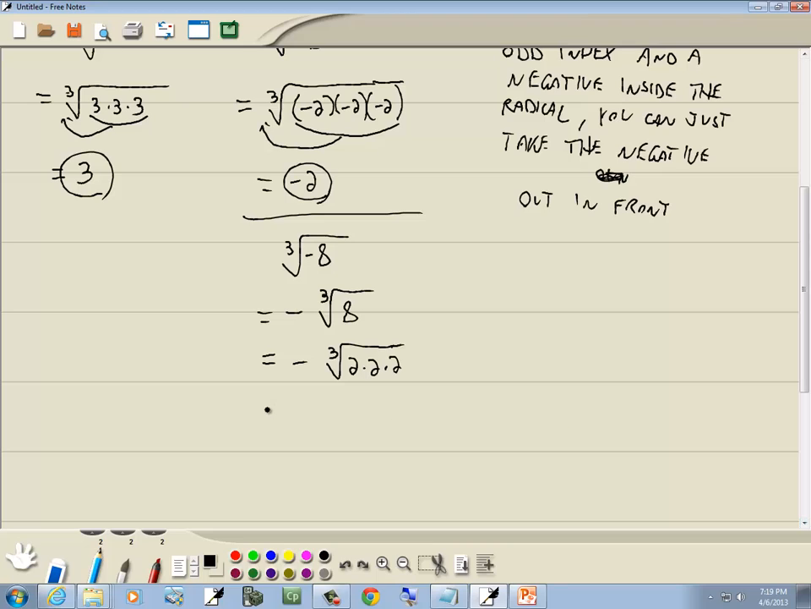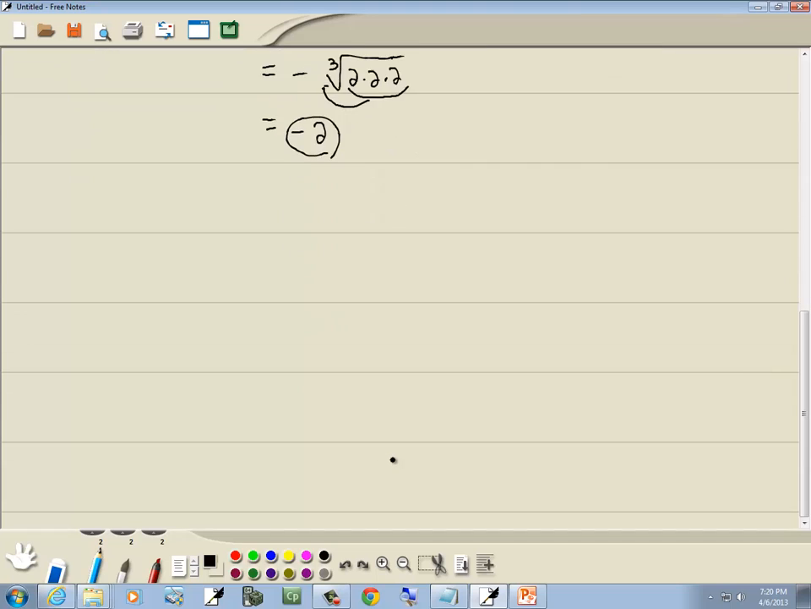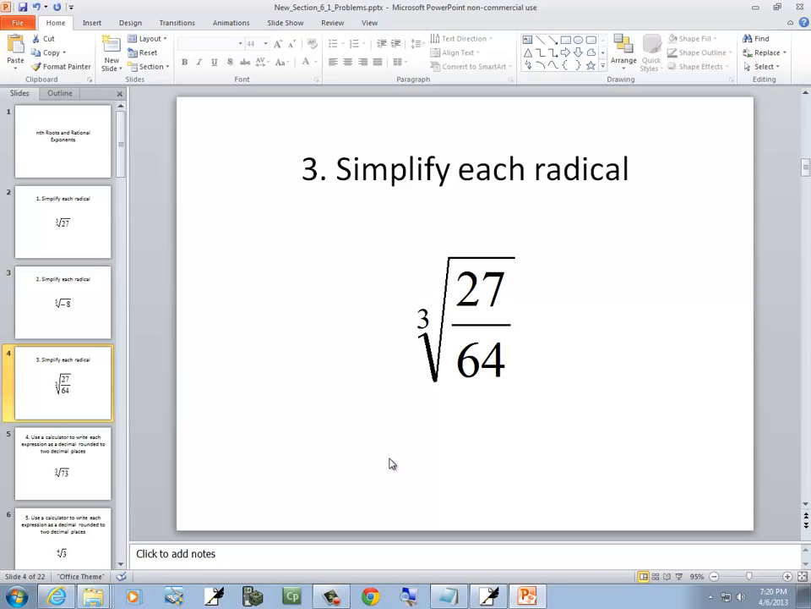Specifically in this section, everything will come out perfectly, but in general, as we get into the other lessons, you'll find that not all the time will the radical disappear. Our index is 3. We're looking for a set of 3 of something. Here's 3 2's, so 3 2's are going to come out in front as a single 2. Now the negative is already there, and we just bring out a single 2. So our answer is negative 2. And let's take a look at our next problem.